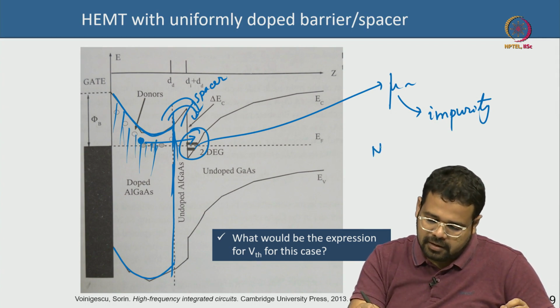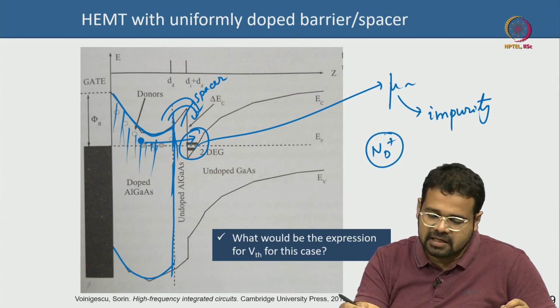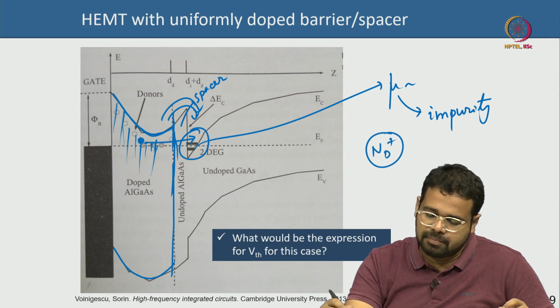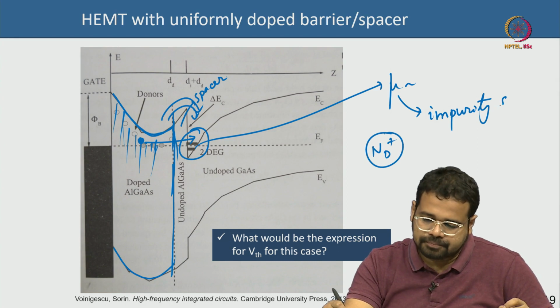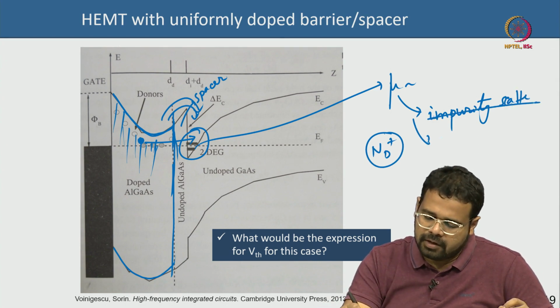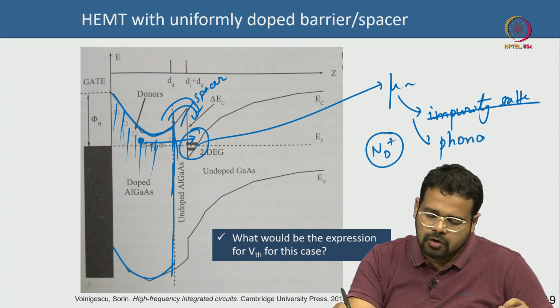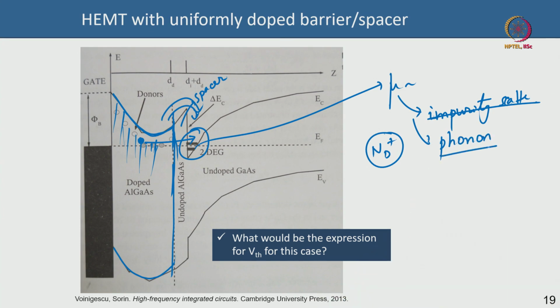So the Nd plus ions are physically away, so they do not scatter, and the impurity scattering becomes minimal and can be ignored. The only thing that remains is phonon scattering, which is essentially the atoms vibrating in the crystal and setting up a field or a perturbation that scatters the electron, and we cannot do anything about it. So phonon scattering is the only mechanism that limits the mobility, and you can get really high mobility here.